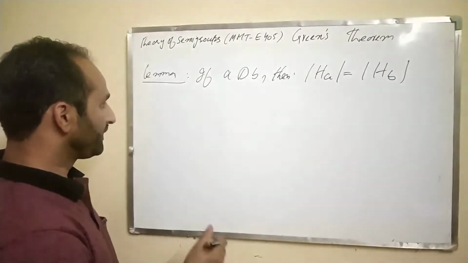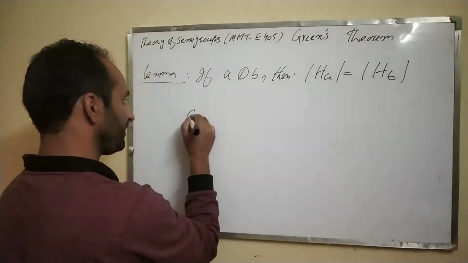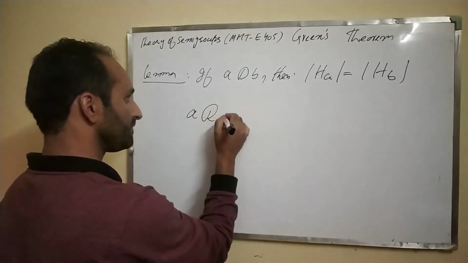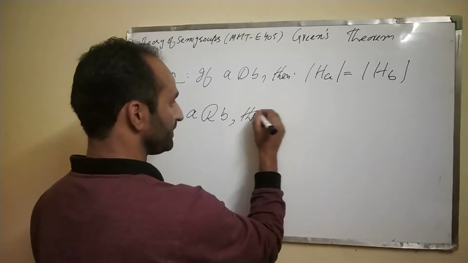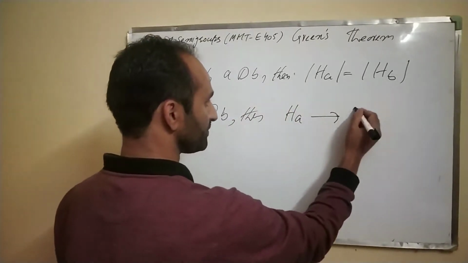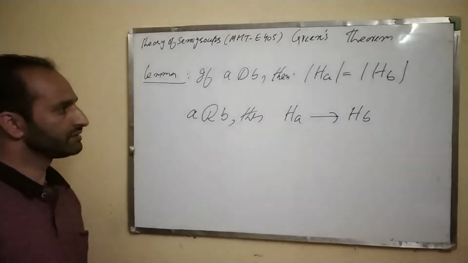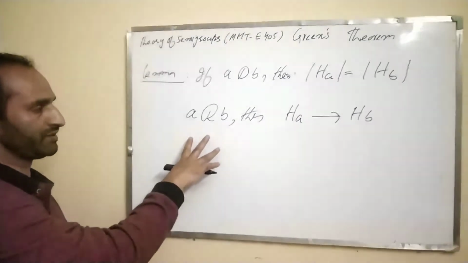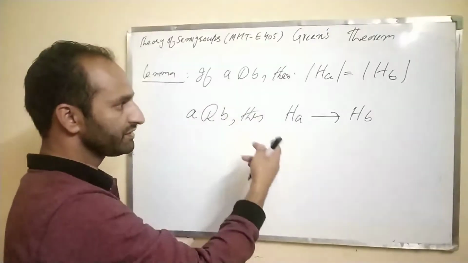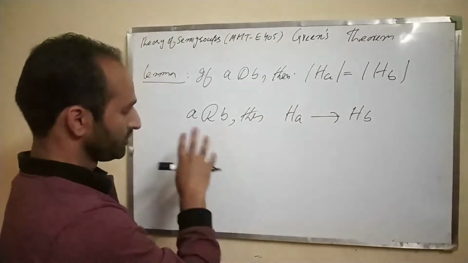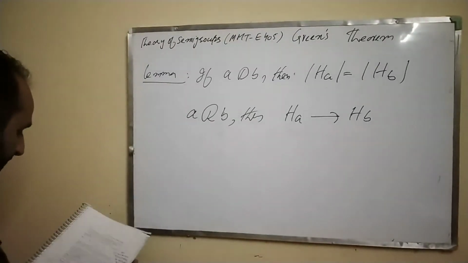So from this lemma we deduce that if A and B are R-related, that means they are also D-related, then there is a bijection from HA to HB, because whenever they are R-related then they are also D-related. Whenever they are D-related then there is a bijection from HA to HB. So this is true.